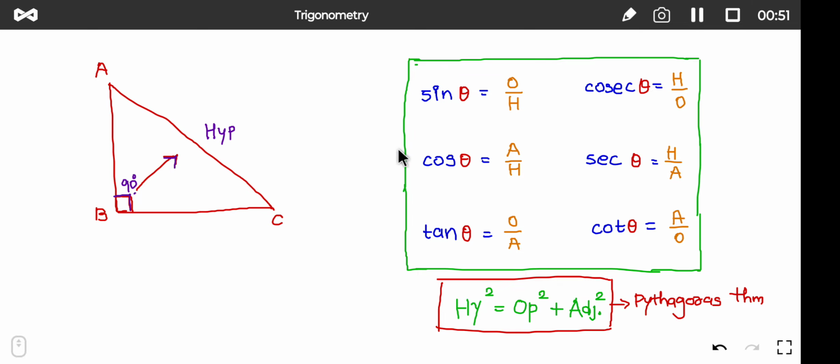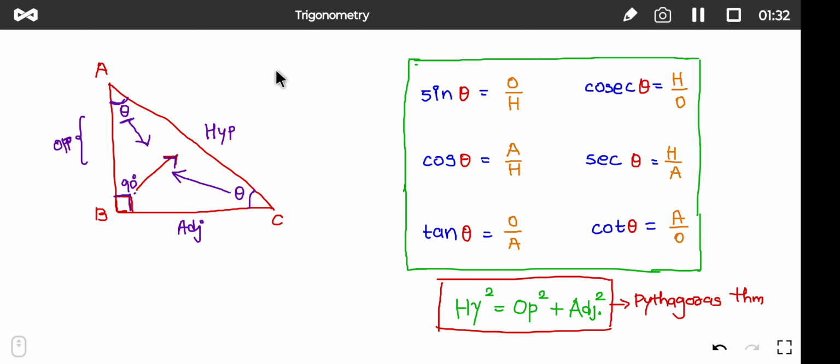Now the remaining two sides are opposite and adjacent. The opposite side and adjacent side depend on the angle. Suppose I am taking my angle, let's say theta, here. The opposite side of theta is this AB, so that is called the opposite side. And the remaining side, BC, is called the adjacent side. But suppose I take my theta at angle A instead of angle C. Then the opposite side of theta is BC, and the adjacent side in that case is AB.